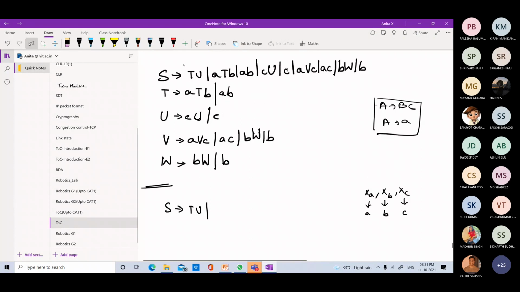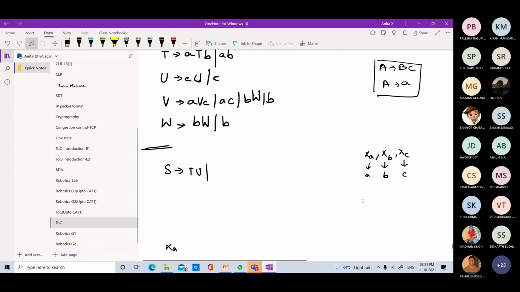So here there is no deviation, right? So I'm going to keep this term as it is. Here there is no deviation. I'm going to keep the term as it is. So rest of the productions where I come across deviations, I'm going to replace with the non-terminals.